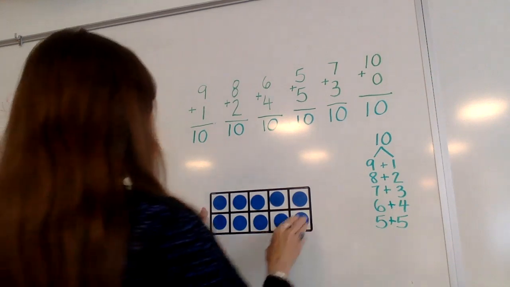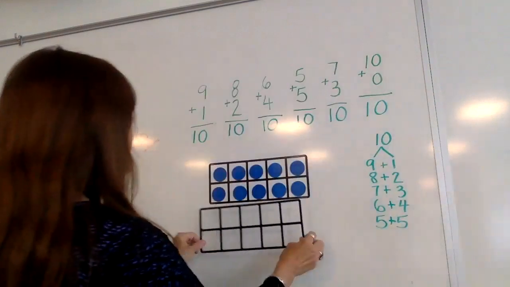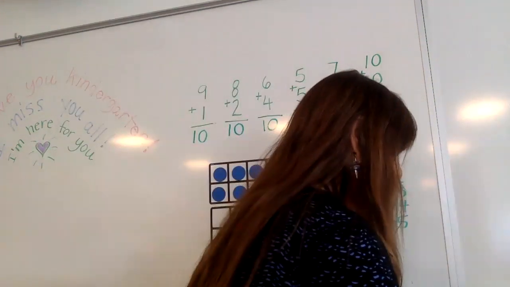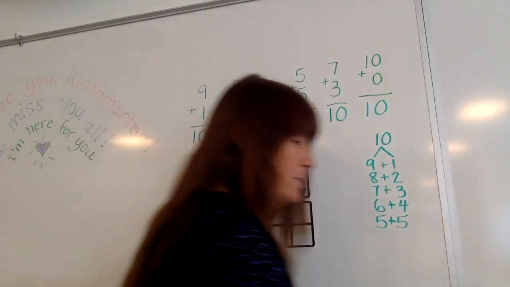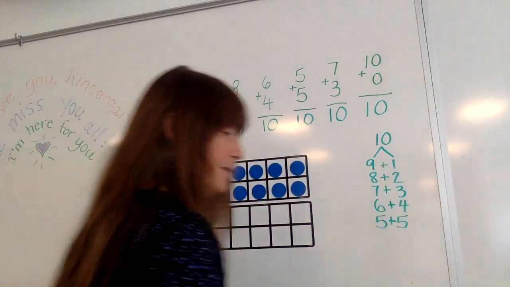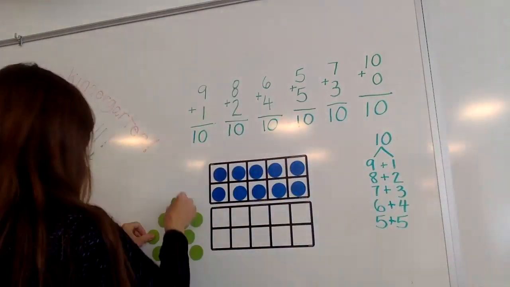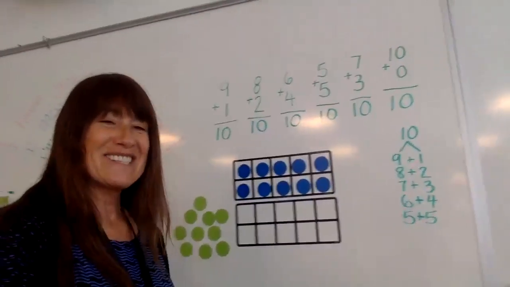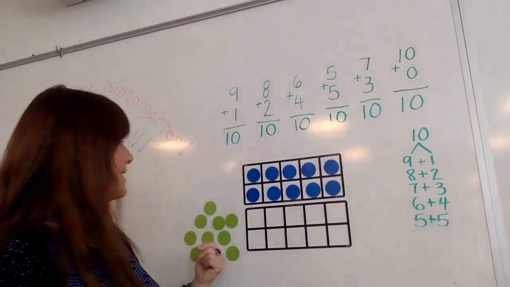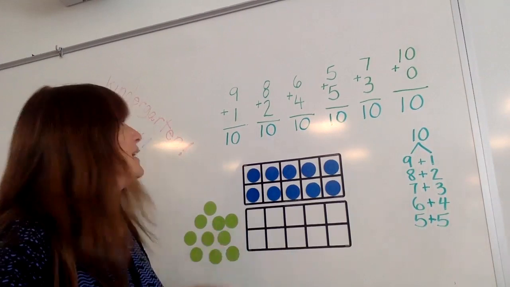Sometimes you're going to have problems with more than 10. So I need another 10 frame. Thank you to Mrs. Boyles for lending me her 10 frames. So I'm going to put some dots over here. I bet you can guess how many I'm going to put. That's right, there are 10. If I put them all in this 10 frame, it would be filled up and then it would be 10. But it's still 10 over here. They're just randomly arranged over here.